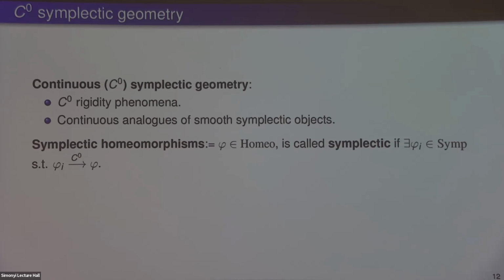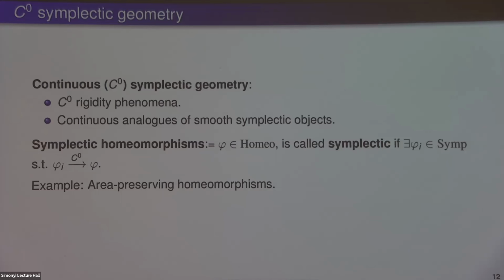So the C0 rigidity theorem from the previous slide says if a symplectic homeomorphism happens to be smooth, it's an honest symplectomorphism. Otherwise, we call it a symplectic homeomorphism. Examples include area-preserving homeomorphisms of surfaces. And this is exactly the connection between homeomorphisms and symplectic geometry. This is the connection that allows us to bring tools of symplectic geometry such as Floer theory and Weyl laws to bear on the simplicity question.